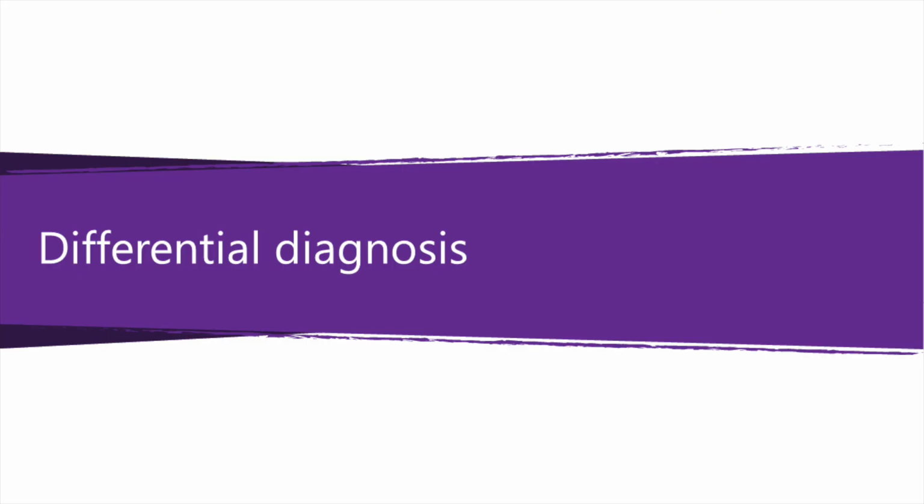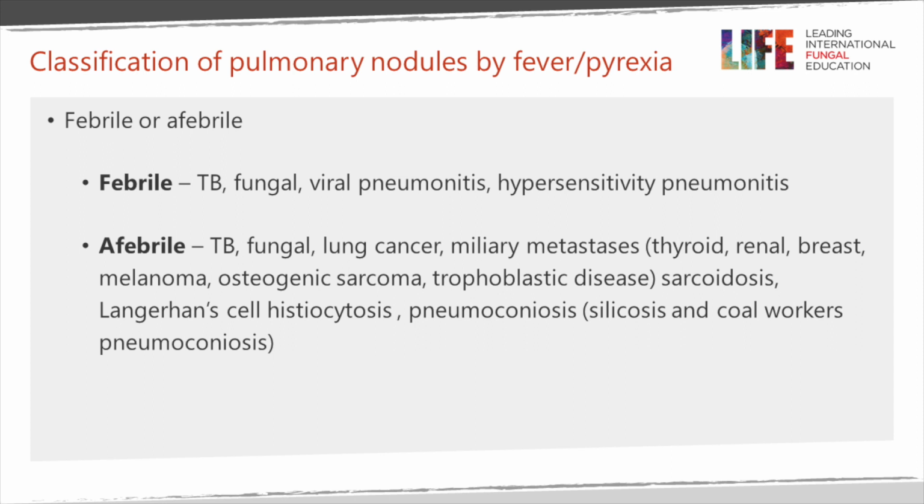Let's have a look at the differential diagnosis of nodules. Perhaps the first way to classify pulmonary nodules is by how well the person is, whether they've got a fever or not. If there's a fever, the typical infections are tuberculous, fungal, viral, but hypersensitivity pneumonitis in the acute phase may also cause small nodules and a pyrexia. If the person's afebrile, then this doesn't exclude TB or fungal disease, but tumour is perhaps slightly more likely then. And tiny nodules are seen with thyroid, renal, breast, osteogenic sarcoma are particularly classical.